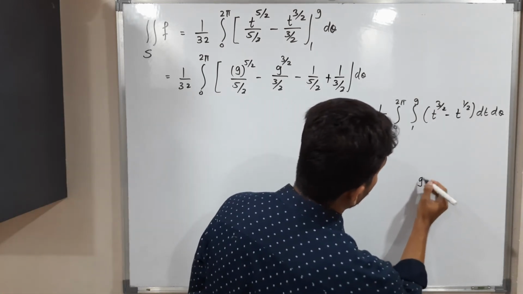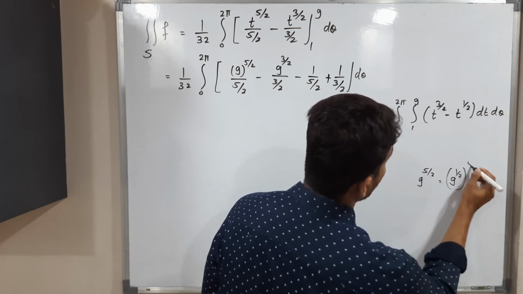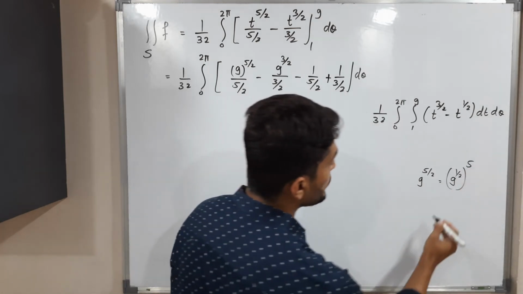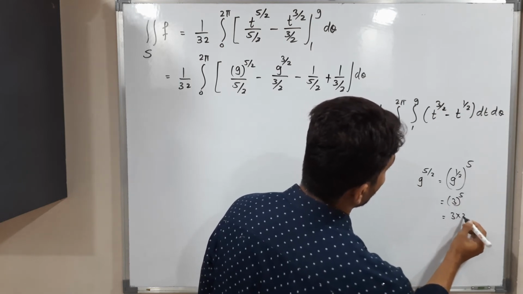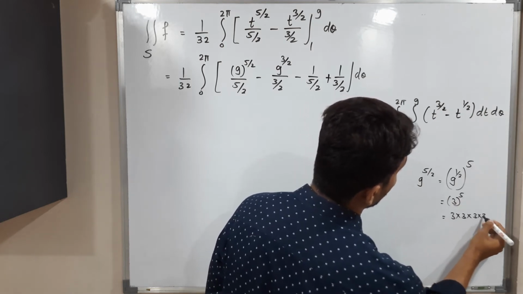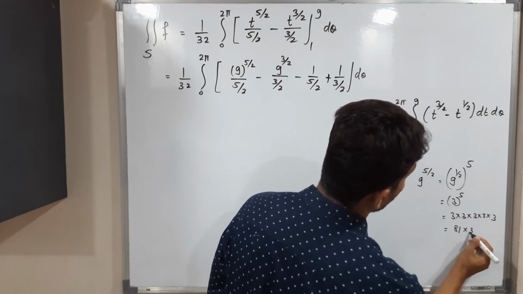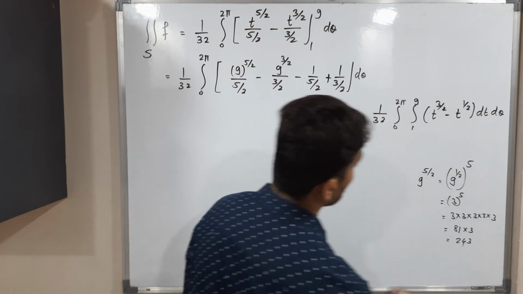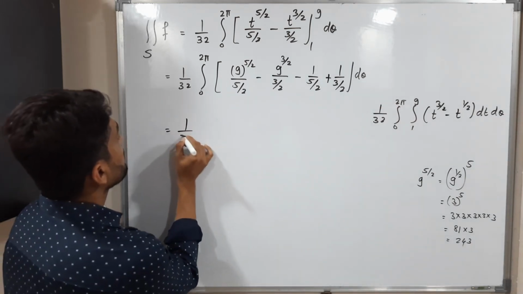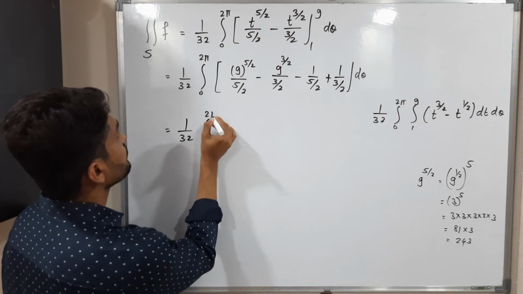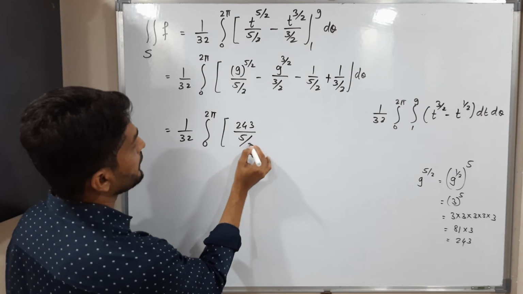Let me show here. 9 raised to 5 by 2 means basically 9 raised to 1 by 2 raised to 5. 9 raised to 1 by 2 means root 9, which is 3. So 3 raised to 5, that means 3 into 3 into 3 into 3 into 3. So 3 raised to 4, 81 we know, into 3. So 243. Okay, so its value is 243. Let me write 1 by 32, 0 to 2 pi. This is 243 divided by 5 by 2.